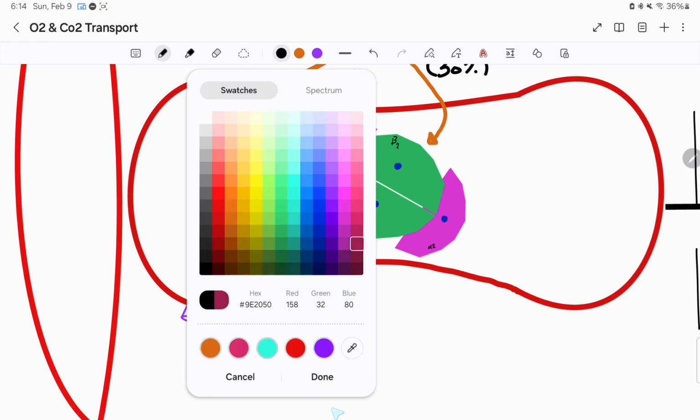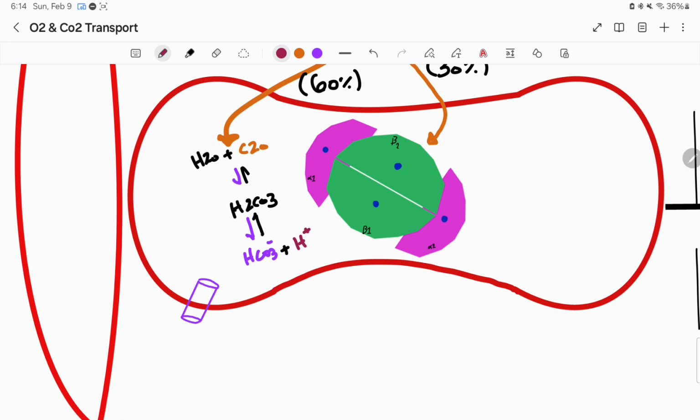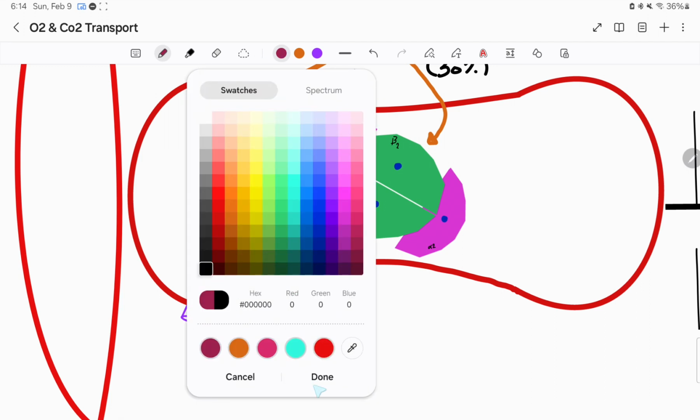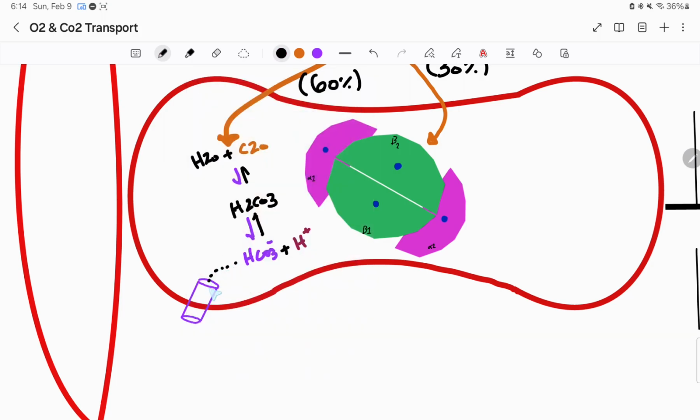A proton. Boom. This guy right here, he will be pushed out, and I'll talk about this, but let's show it like this, bicarbonate here. It'll be pushed out through this special transporter, and instead of it, chloride will come in. Okay, well, why did I just do that?